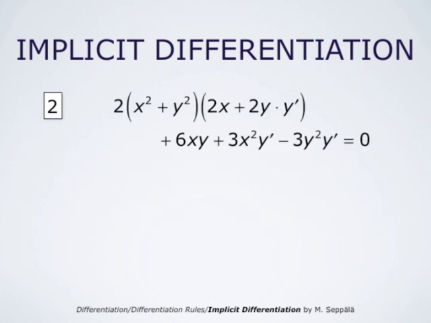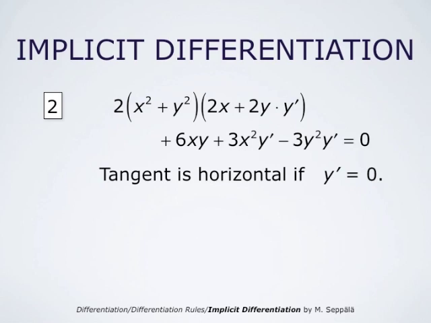So we have the equation 2 times (x squared plus y squared), and that multiplied by (2x plus 2 times y prime), plus 6xy plus 3x squared y prime minus 3y squared y prime equals 0. And our task was to find those points x and y at which the tangent is horizontal. And now the tangent is horizontal if y prime is 0.